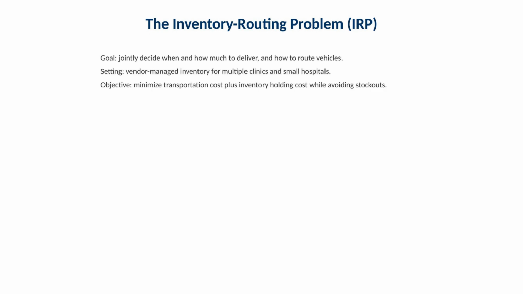In this chapter, we work on the inventory routing problem, also called the integrated inventory and routing problem. The goal is to make two decisions together: when and how much to deliver, and in what sequence vehicles should visit customers. This integration matters because transportation cost and inventory holding cost trade off against each other. If you deliver too often, routing cost explodes. If you deliver too rarely, you create stockout risk or require excessive safety stock.